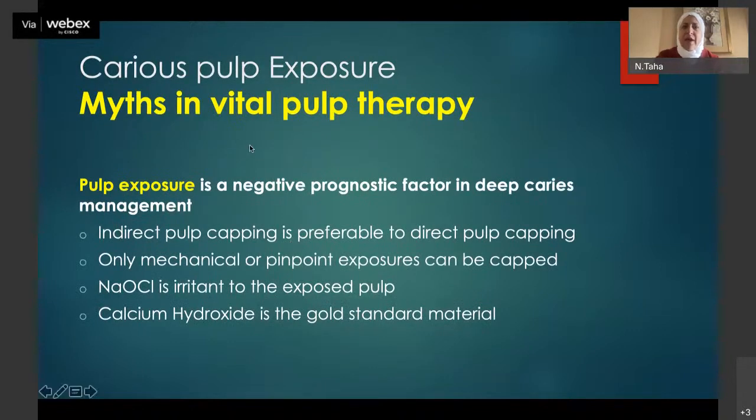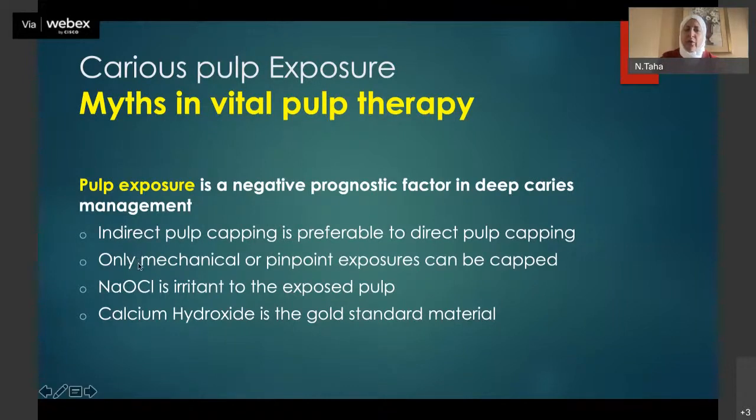Several myths exist in carious pulp exposure management. It has always been thought that pulp exposure is a negative prognostic factor when you are excavating caries, and therefore indirect pulp capping is preferable to direct pulp capping, which is not true actually, and it's against the current recommendation by the American Association of Endodontists.